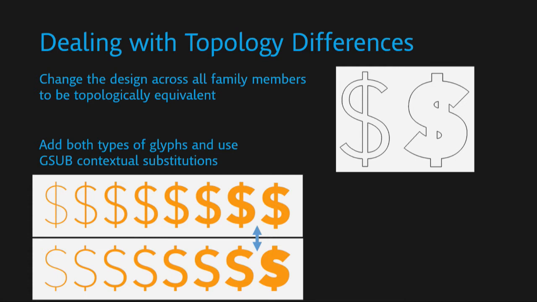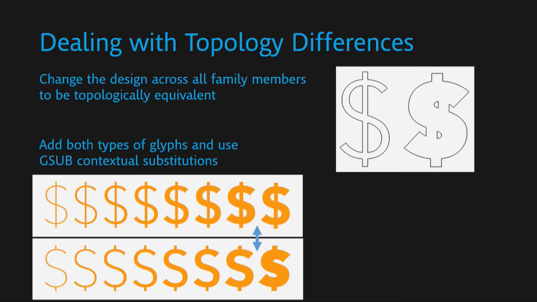So how do we plan to deal with topology differences? There's two ways, basically. One is that you can change the design. This often happens with the dollar sign. The dollar sign on the left up there is made up of 3 contours. Typically, as you go towards the bold or the heavyweight, it's really not possible or not desirable to have a dollar sign with the bar going all the way through the middle. And so you typically want this design down at the bottom here.